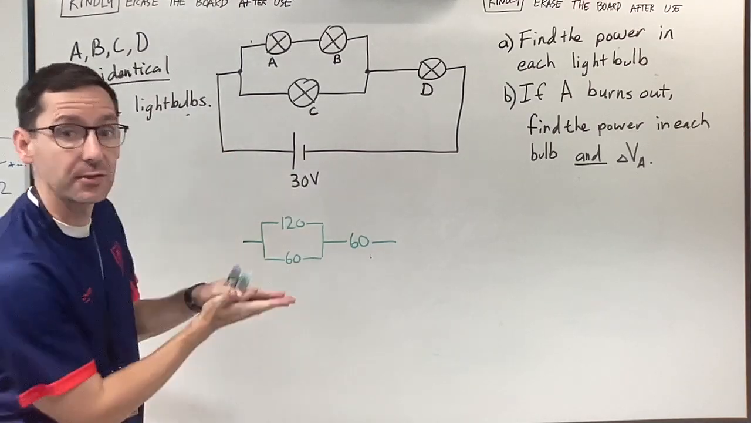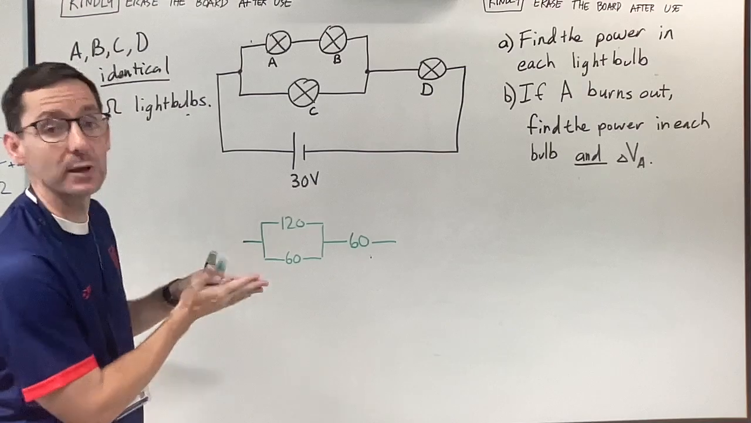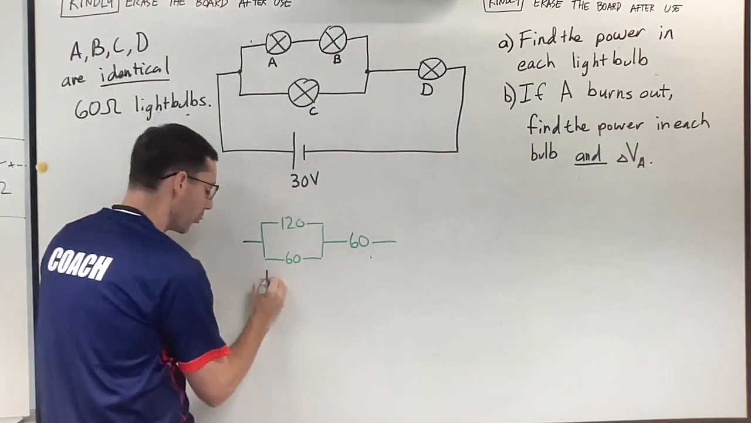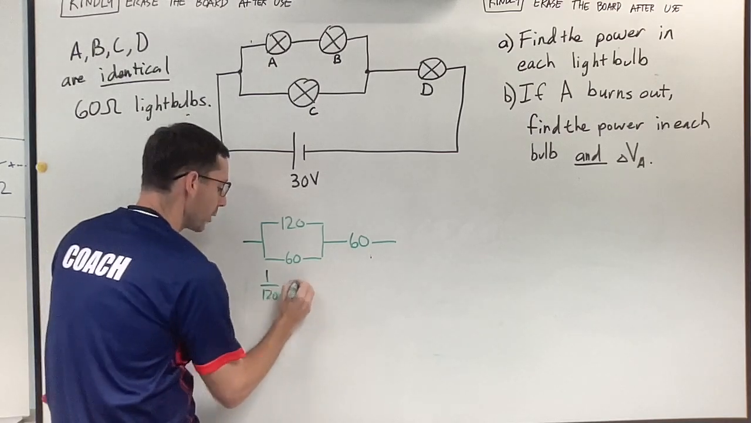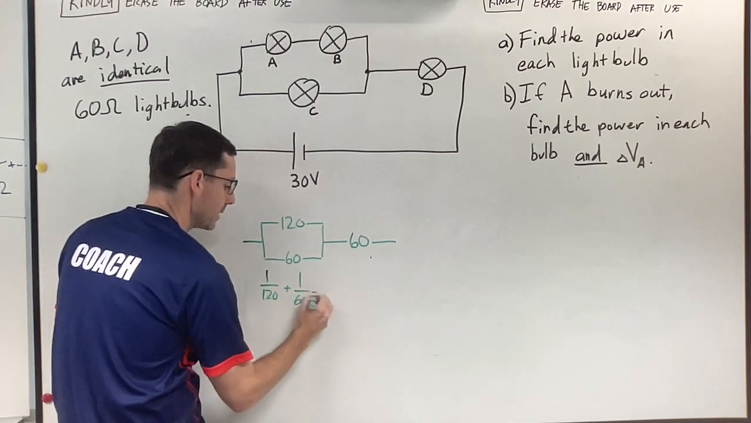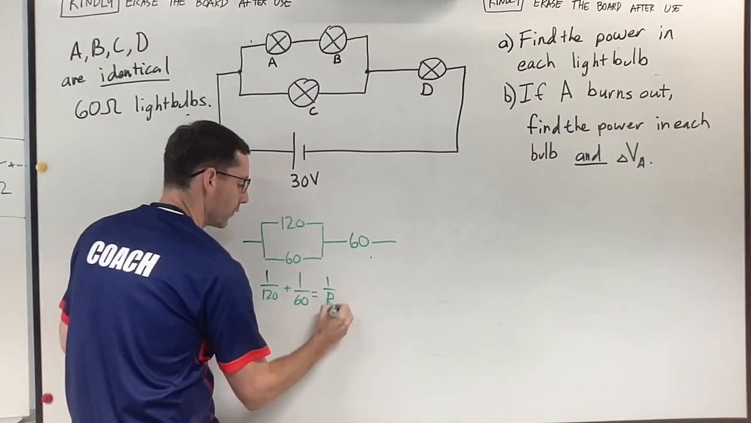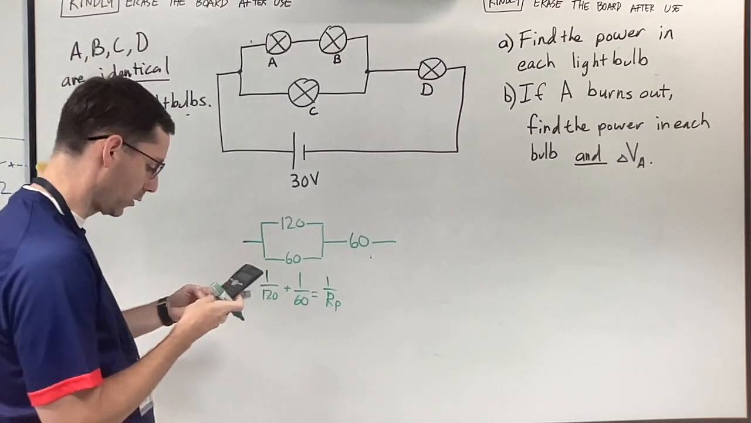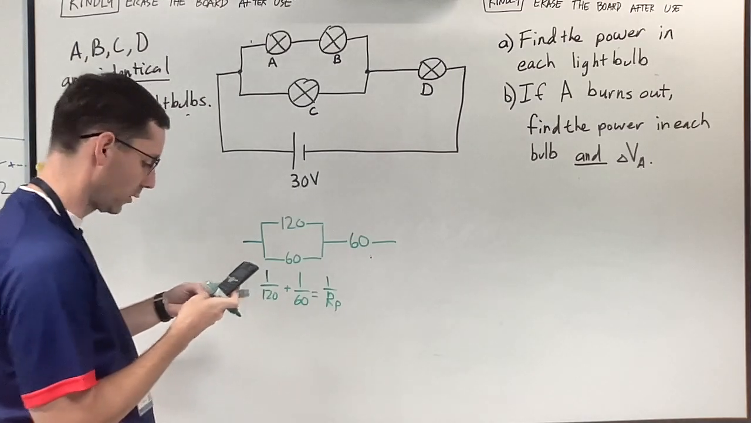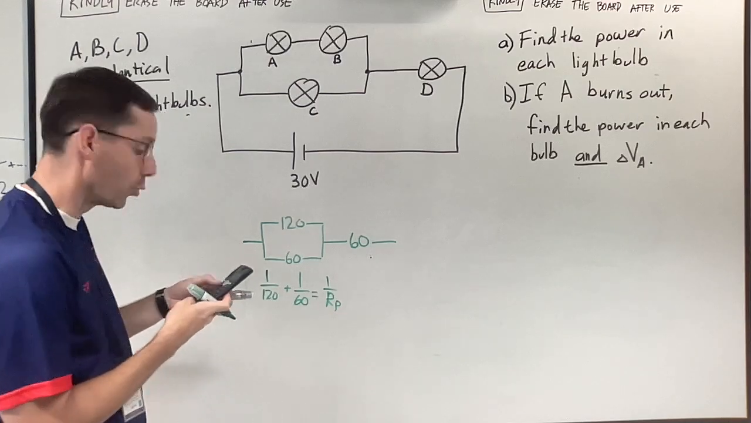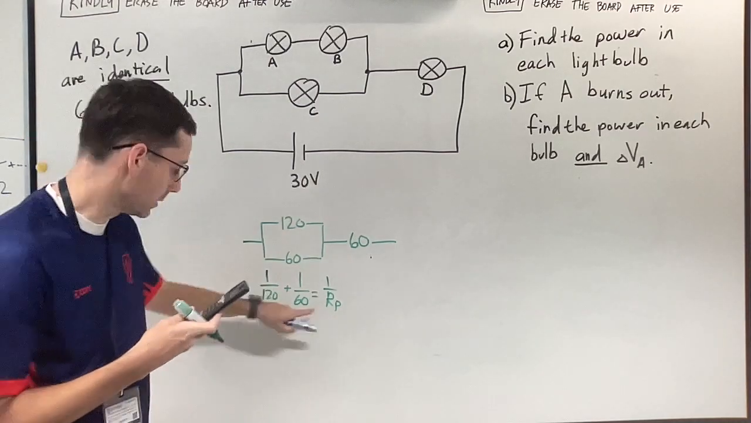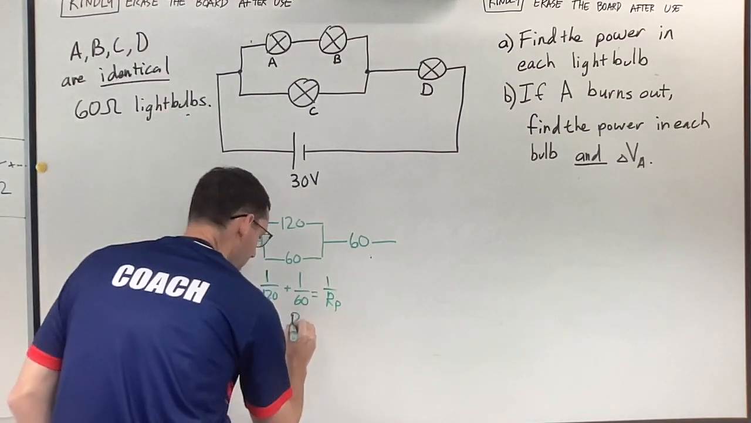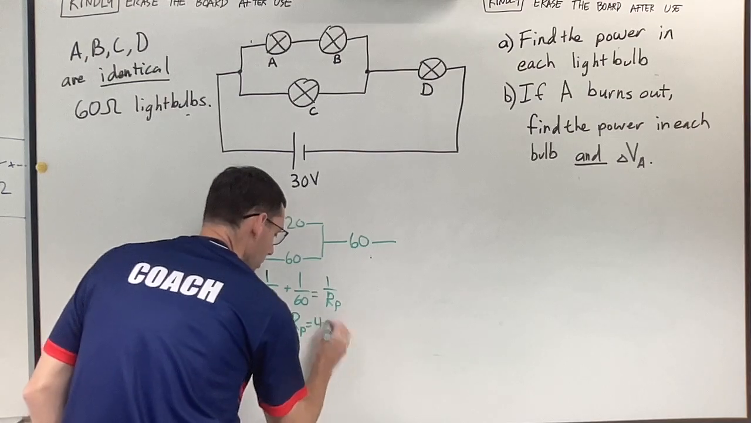And so we need to combine the 120 and the 60 first so that we can then combine that with the 60. To do that, of course, I'm going to do 1 over 120 plus 1 over 60, and that will give me 1 over the parallel resistance. So I'm going to go 1 over 120 plus 1 over 60, and then I'm going to do 1 over that because I do need to reciprocate it, and I get 40. So RP is equal to 40.